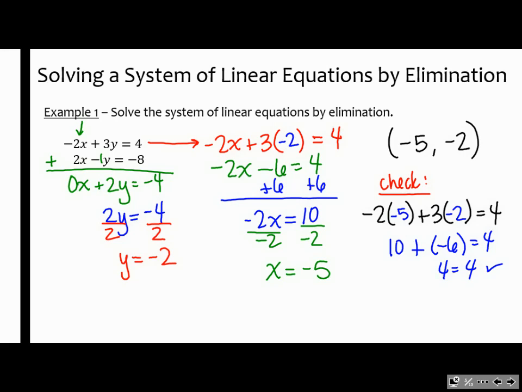Our second equation in the system, 2x, we'll replace the x, minus y, where we'll replace y, equals negative 8. And replacing x with negative 5, replacing y with negative 2, and simplifying, we get 2 times negative 5 is negative 10. Subtract negative 2 is the same as adding positive 2. Negative 10 plus 2 is negative 8, so the solution checks out. The point negative 5, negative 2 is the solution of the system.